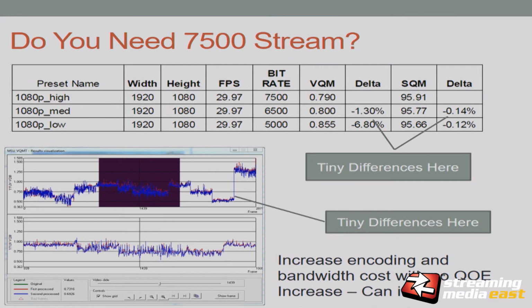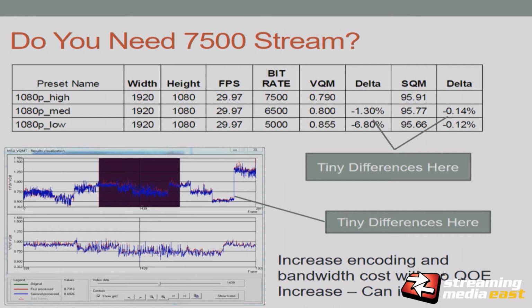But then you look at the numbers, and the SQM score. Again, this is a subjective evaluation that's supposed to relate to how the viewer will judge this. This file is 95.66, which is excellent. This file is 95.91. So in this case, you really can consider dropping both of the higher end files, because you're really not going to see that much of a difference between the 5 megabit per second file and the 7.5 megabit per second file. And that's what the numbers tell you.